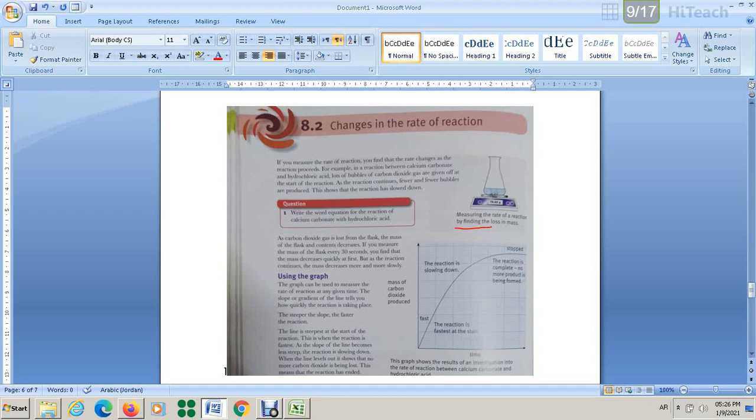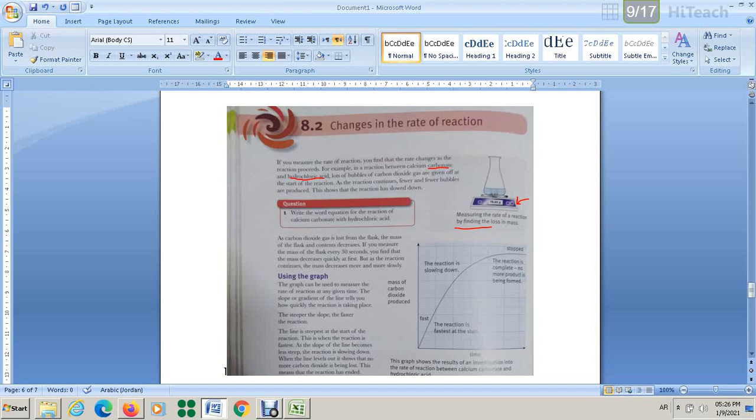If you want to measure the rate of reaction and how it changes as time proceeds, for example, you have a balance, as you see here, and you have a flask. You put chemicals in this flask: you want to react carbonate, so you add carbonate and hydrochloric acid. If you react these two substances together, one of the products is carbon dioxide.